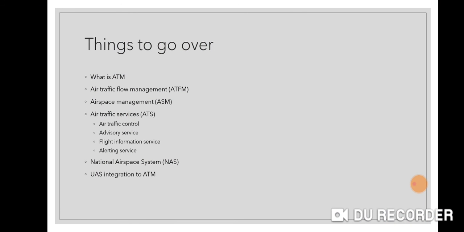Things to go over in my presentation: what is ATM, air traffic management, air traffic flow management, airspace management, and air traffic services, with the inclusion of air traffic control advisory service, flight information service, and alerting service. We'll be going into the National Airspace System and the U.S. integration to ATM. In regards to all this, I will be including a lot of human factors details in all the slides pertaining to that subject.